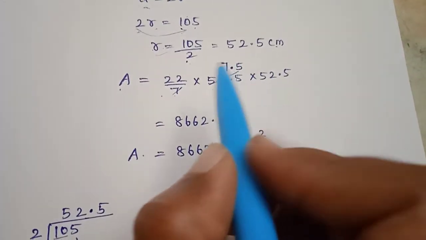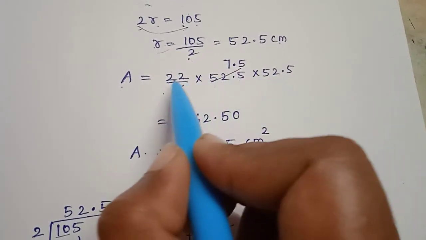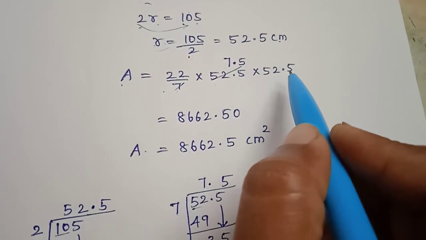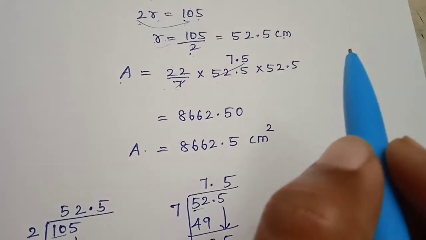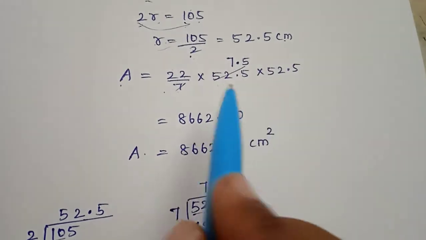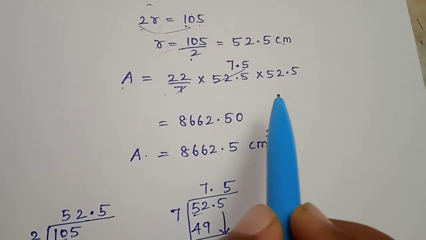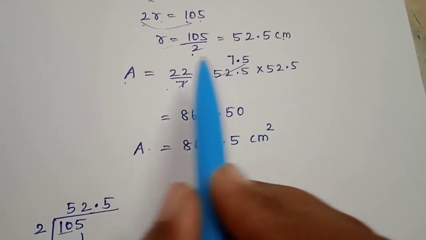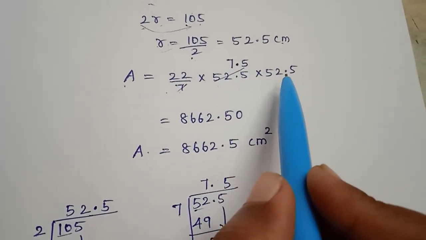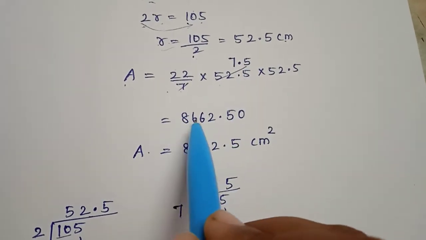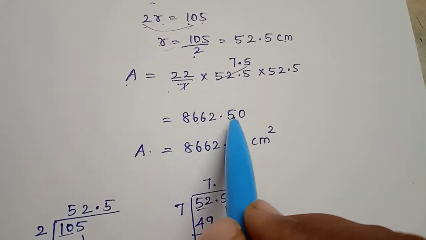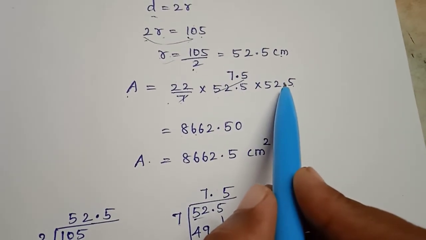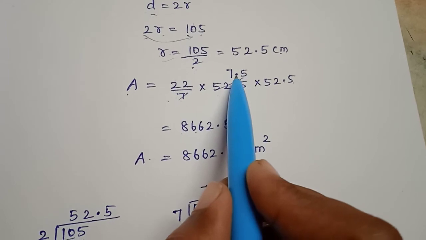Now we have to multiply all these numbers. 22 into 7.5 into 52.5. If you don't know decimal multiplication, just listen. What we have to do is just remove the point. 22 into 75 into 525. You just multiply these three numbers. If you multiply, you will get the answer as 8,66,250. Now here in this one, after one digit we have a point. Here also, after one digit we have a point.